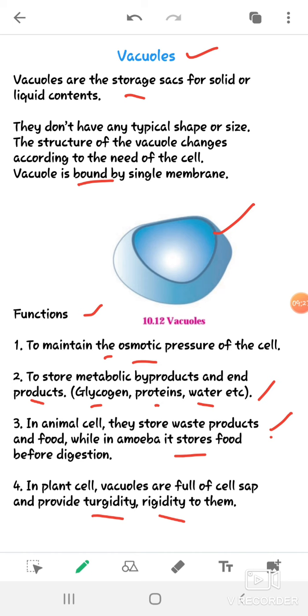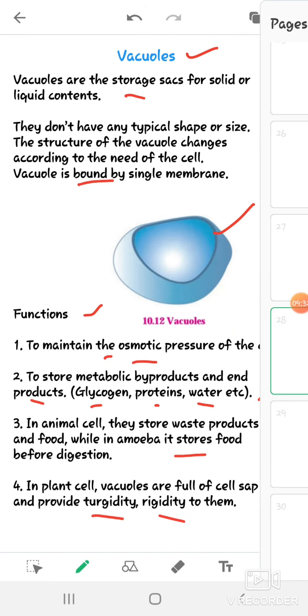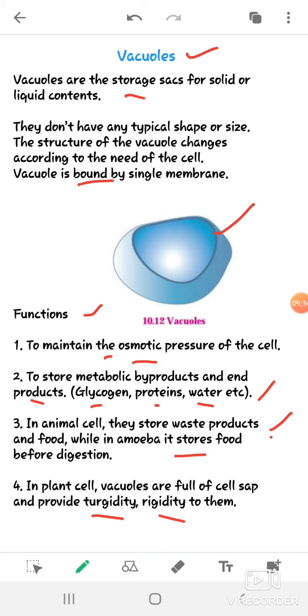So this is all about the mitochondria and about the vacuoles. Hope you understood this much, and we will see next, that is a plastid, in our next lecture.